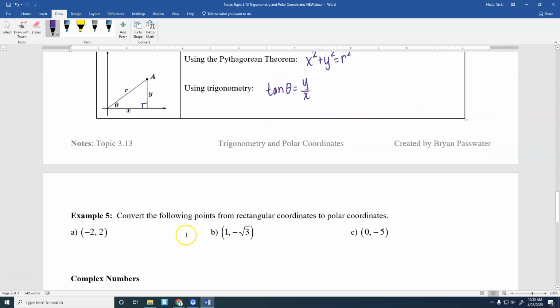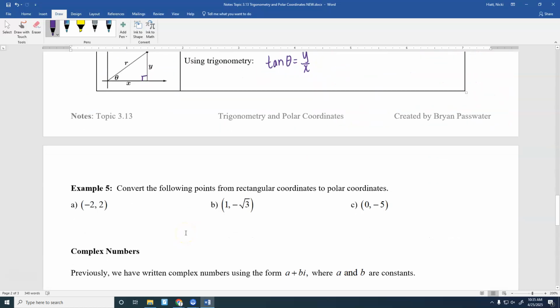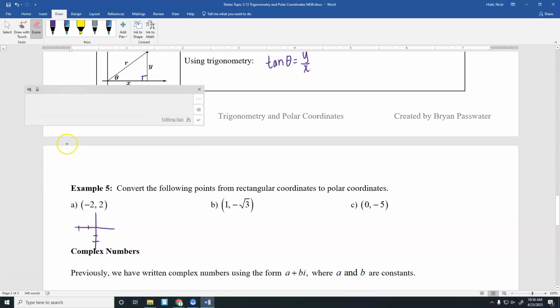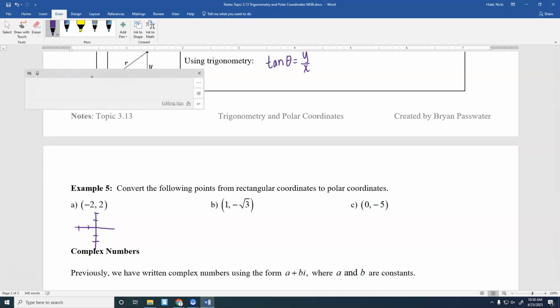So let's do one of these problems. What I would suggest is draw yourself a graph so you can make sure that it makes sense. Okay, so if you have negative 2, 2, it doesn't have to be an extensive graph. You're going to go left 2, up 2. So you're right here. So you need to connect that point to the origin.